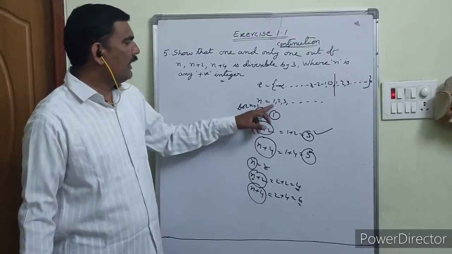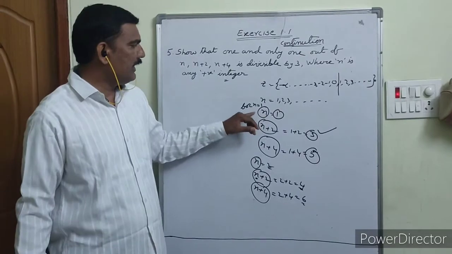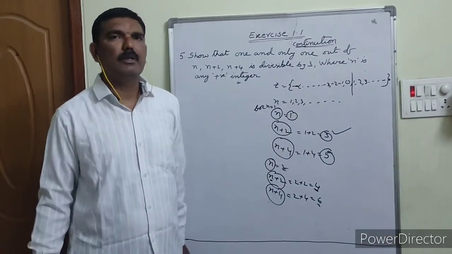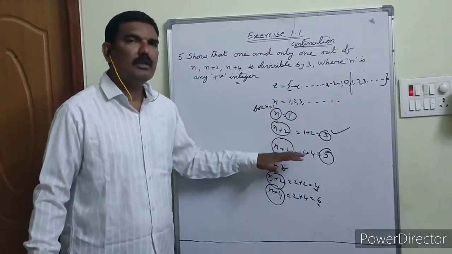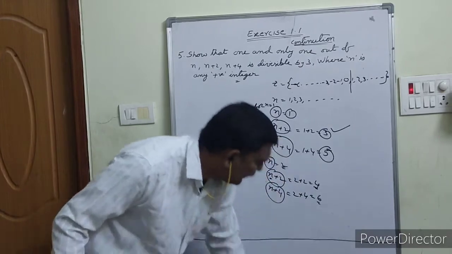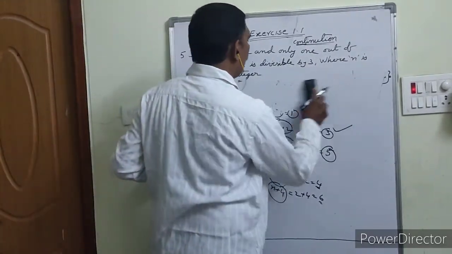Like this, for n equal to 1, 2, 3, etc., if you go on substituting the values in n, n plus 2, n plus 4, among these three only one will be divisible. But it is not the required proof. How we have to prove it, we will see. This entire part was just for understanding purposes. Now the real proof.